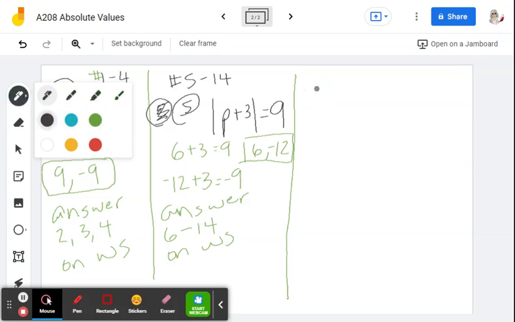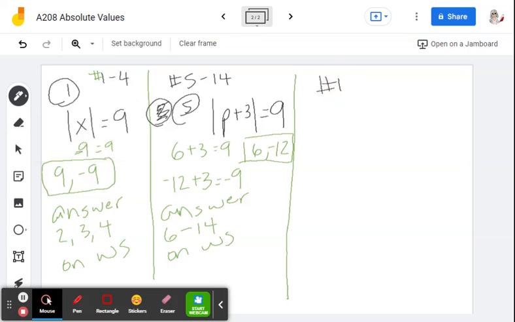Okay. The next types are two-step, and they are numbers 15 through, I'd say 15 through 23.